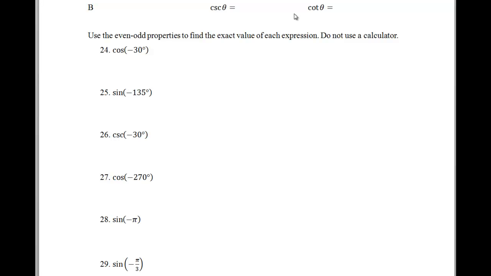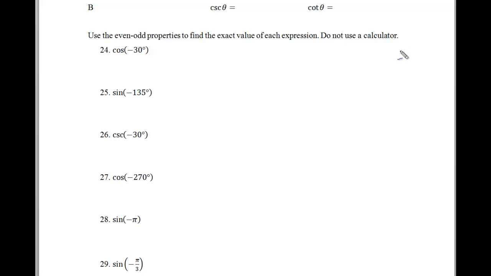We are going to look at Part 3 of Chapter 2, Section 3, and we're going to look at some odd-even properties of negative angle rotations. One thing about the odd-even properties is that for cosine and secant, the negative angle rotations are the same thing as the positive angle rotations.